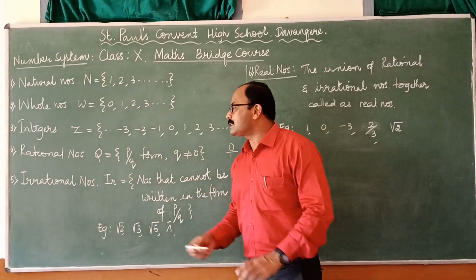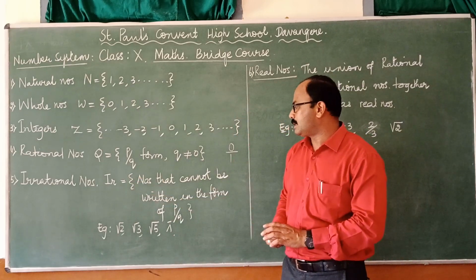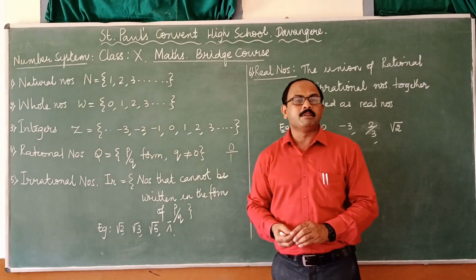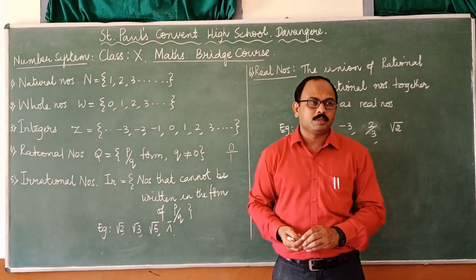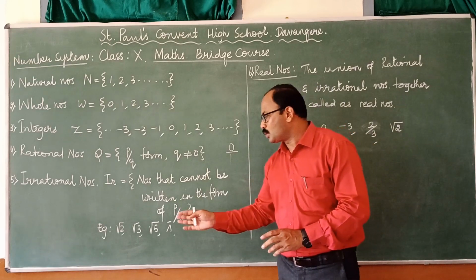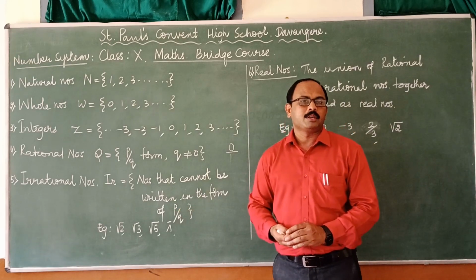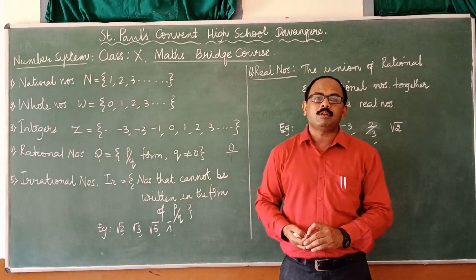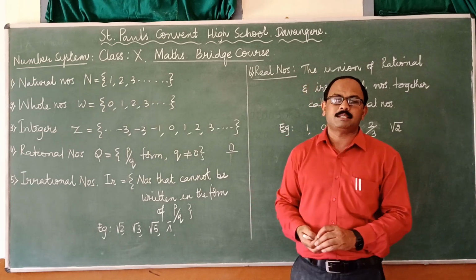Then, we have another set of numbers called irrational numbers. Irrational numbers can never be written in the form of p by q. Examples: root 2, root 3, root 5, cube root of 2, cube root of 3, pi. These are all examples of irrational numbers.